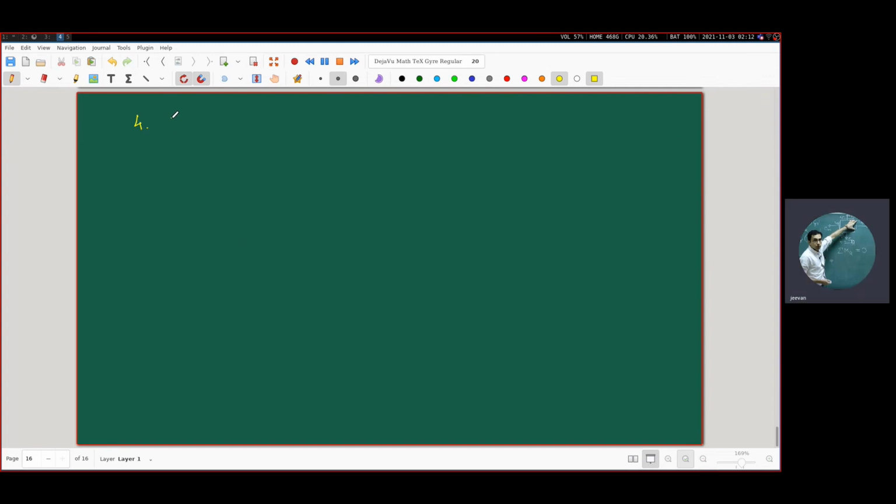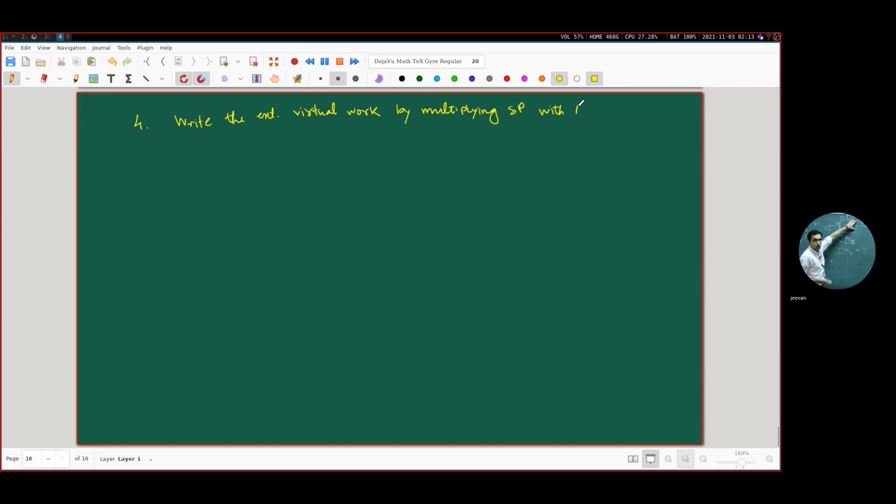So write the external virtual work by multiplying delta P with delta, that is the deformation along the desired direction.